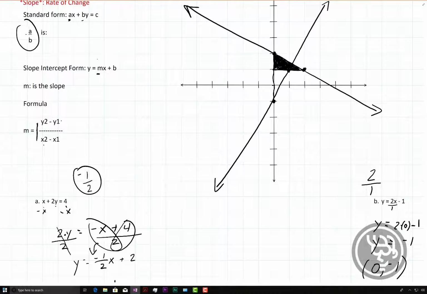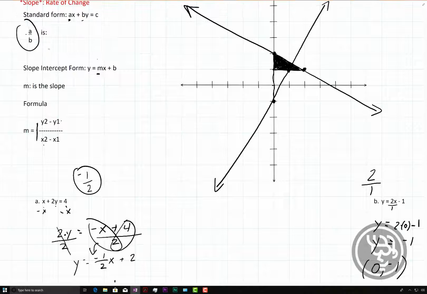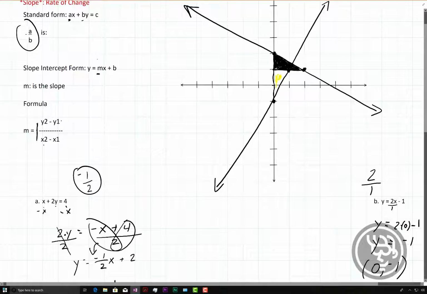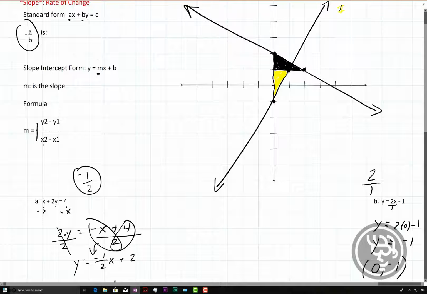Let me try this in another color, I guess. So let's try. So this triangle over here is the slope, or the rate of change for this line is right here. Okay, and you can see this line is increasing. Oops, let's change that. So this line would be increasing. Okay, this line is decreasing.